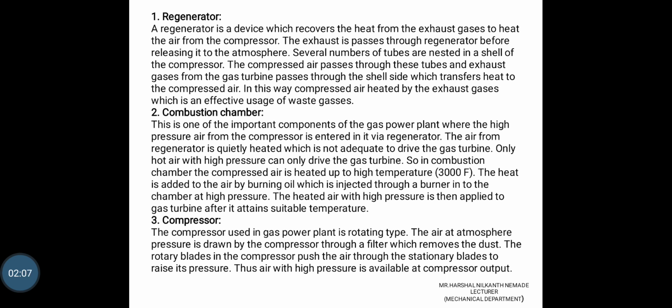Compressor. The compressor used in a gas power plant is rotary type. The air at atmospheric pressure is drawn by the compressor through the filter, which removes the dust. The rotary blades in the air compressor push the air through the stationary blades to raise the pressure. Thus, high pressure air is available at the compressor output.